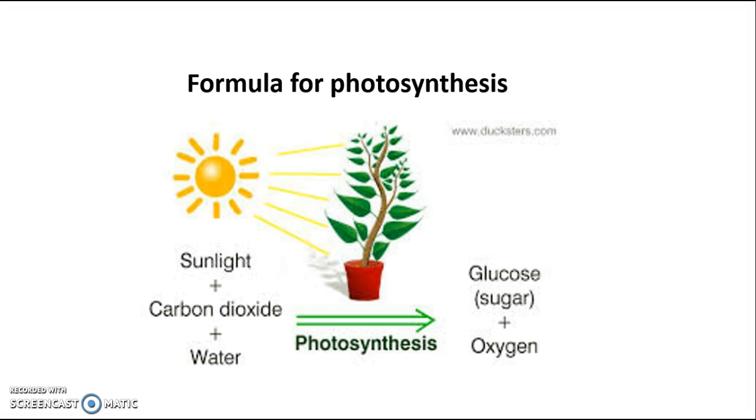So just know the oxygen is the byproduct of photosynthesis. It is waste. Plants do not need it, so they release it through the stomata. But they do use the glucose. That's their energy.